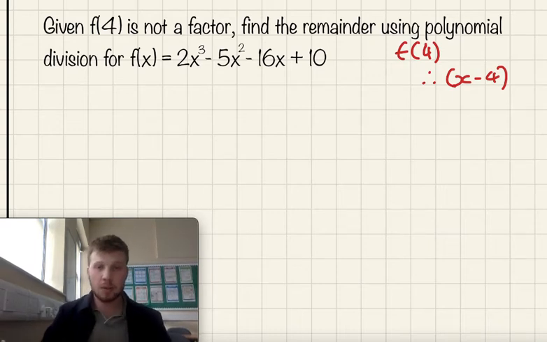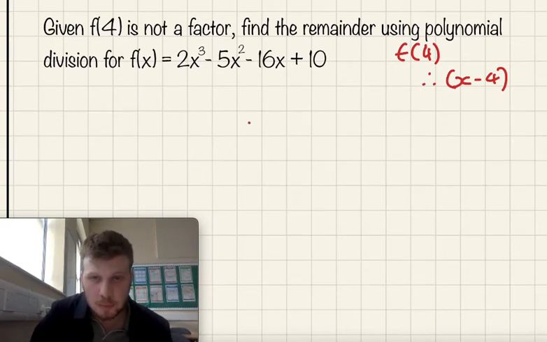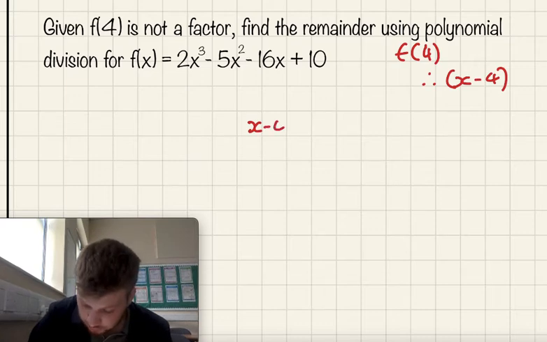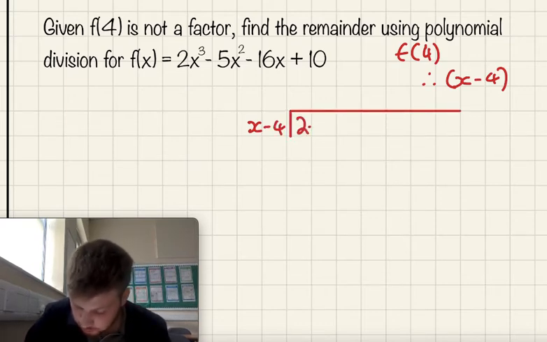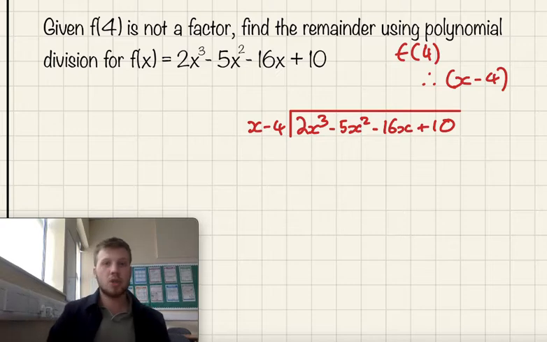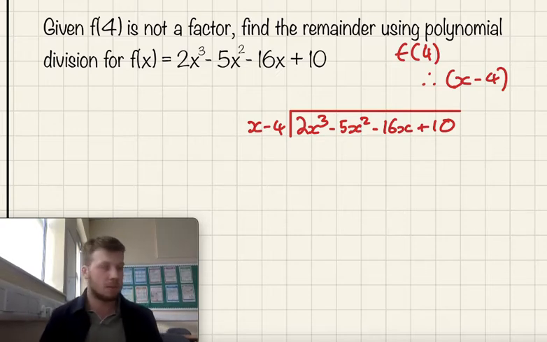So I just set it up like long division, like a bus stop. So it's x take away 4. And again, I'm just going to set it up as 2x cubed minus 5x squared minus 16x plus 10. This is where I'd encourage you to do long division because the grid method may get a little bit messy when you're trying to find a remainder.